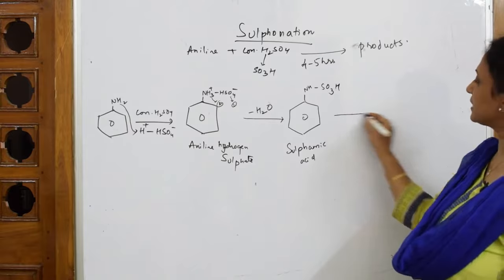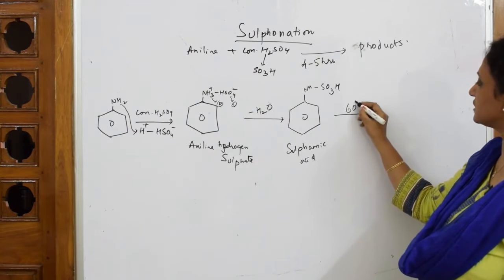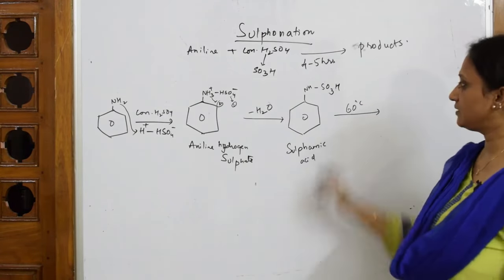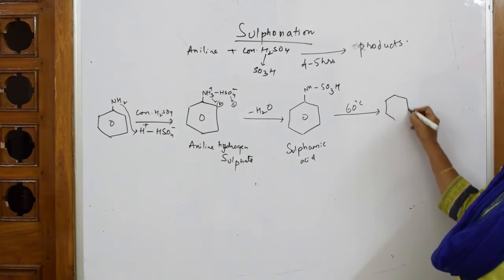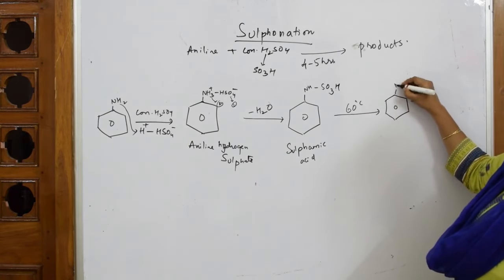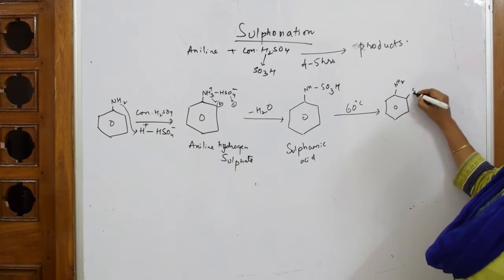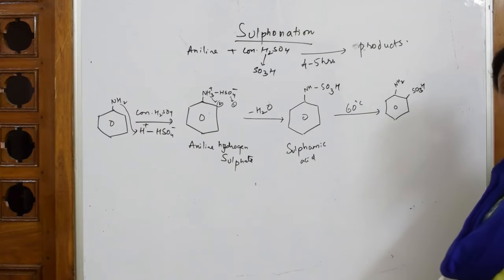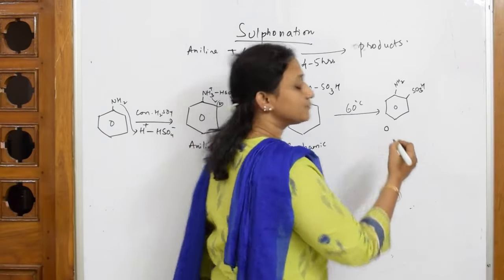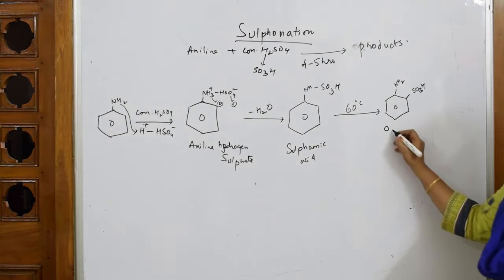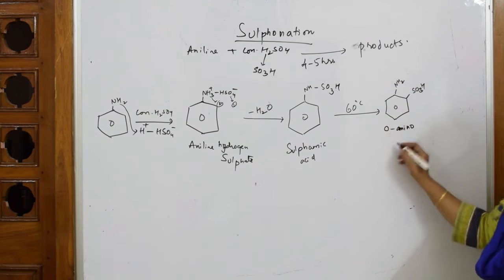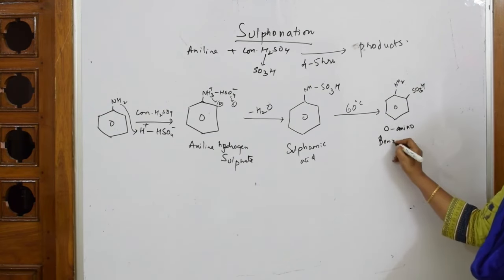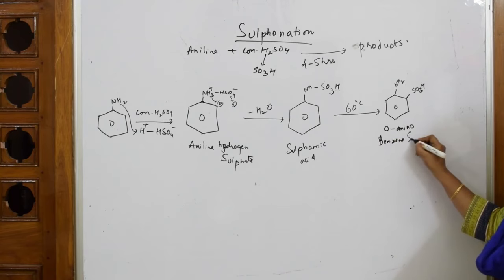Now to this sulfamic acid, I'm going to heat it to 60 degrees centigrade. Then there's a shift of the S-N bond and you get NH2 and SO3H at the ortho position. What do we get? We have got ortho position sulfonic acid. Now let us name it: ortho amino benzene sulfonic acid.